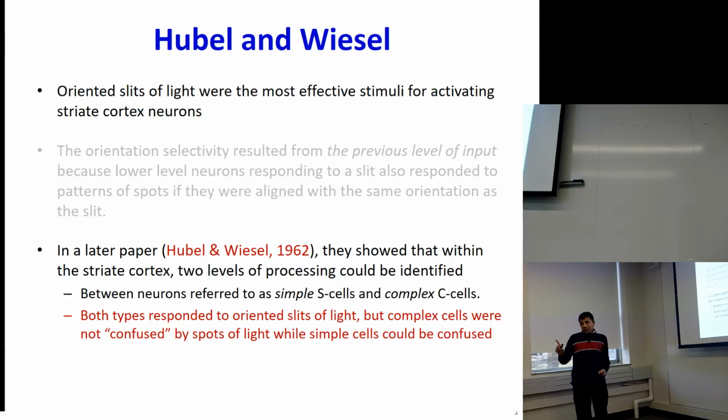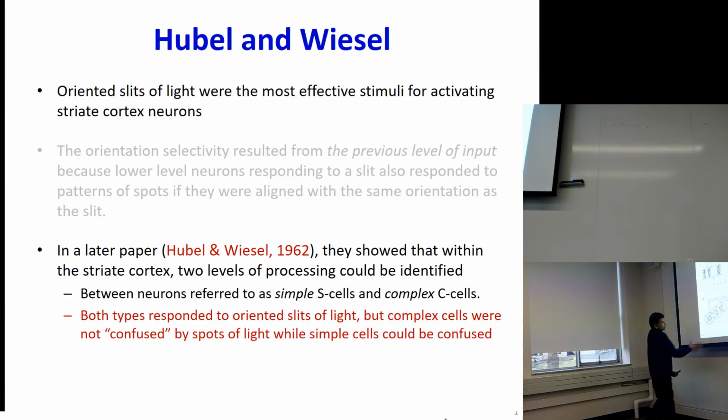Now, both of these responded to oriented slits of light, but the simple cells would respond to lights in certain orientations, but they would get confused by noise. The complex cells would look at groups of these simple cells and vote across these simple cells. And so they sort of cleaned up the response of the simple cells. So here's what they find.